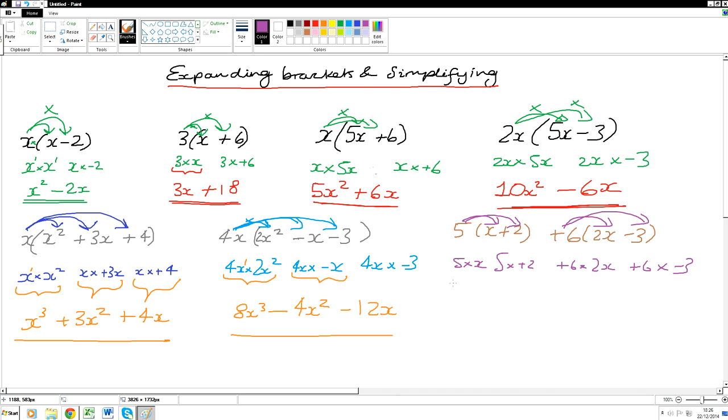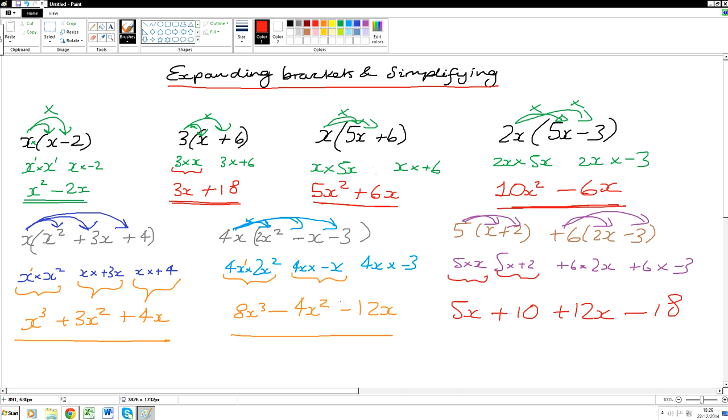Lovely. So 5 times by x, first of all, what will that give us? It will give us 5x. And then 5 times by plus 2 will give us plus 10. It's just 5 times by plus 2. Next, we have plus 6 times by 2x. That will give us plus 12x. And then plus 6 times by minus 3 will give us minus 18. Lovely.